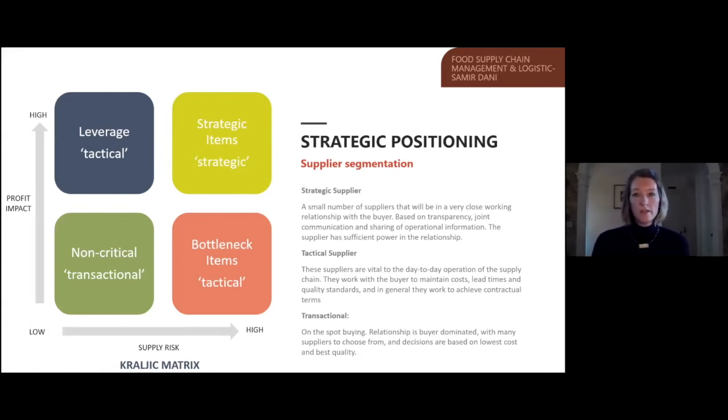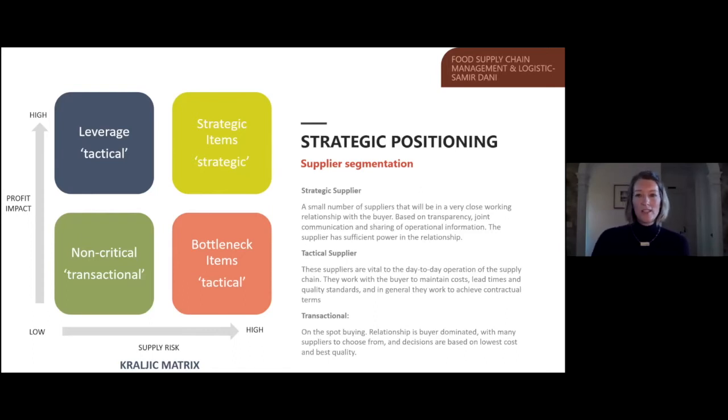Leverage items would be like fuel or fertilizer inputs. Your bottleneck items, I don't think we would have thought this before, but toilet roll would be your bottleneck items. They're tactical, but they can be high risk because you can't just build a new factory to deliver more. But what I'm focusing on is strategic items.